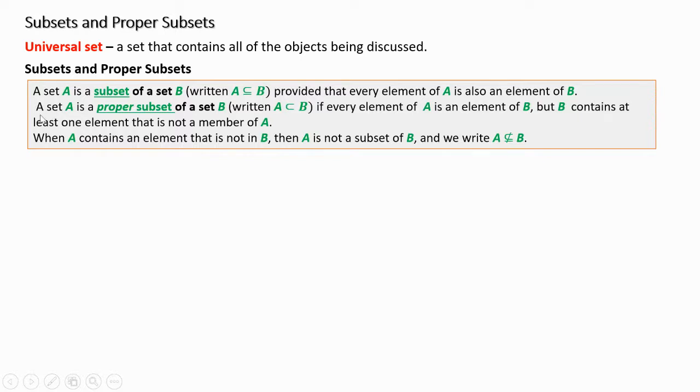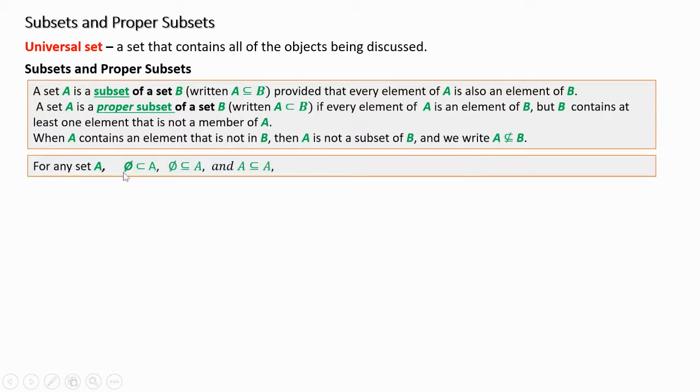Okay, now, set A is a proper subset of set B. This is how you write it, A is a proper subset of B. And here's the condition: if every element of A is an element of B, but B contains at least one element that is not a member of A. We're now showing examples, and I'll show you how this rule applies. Now, when A contains an element that is not in B, then A is not a subset of B, and we write it by negating the subset symbol, which means it's not a subset.